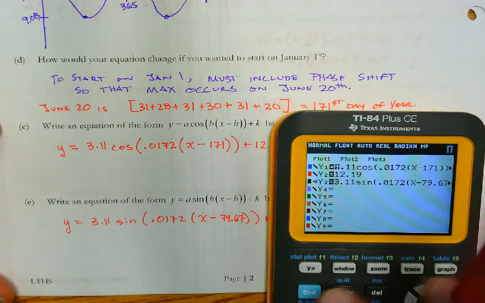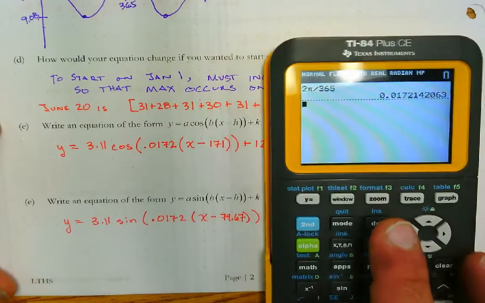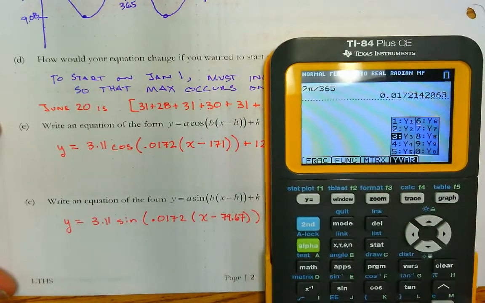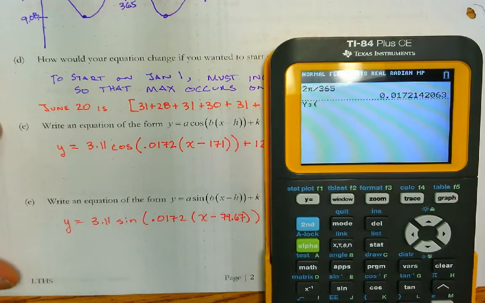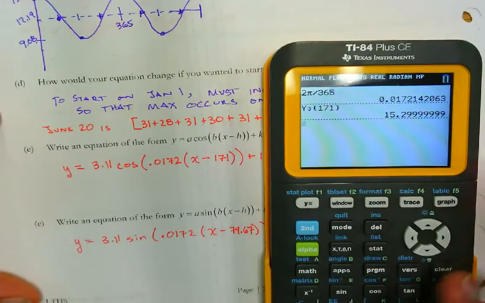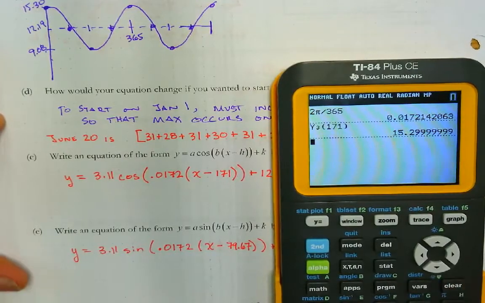Okay, so if I come over here and I say alpha, the green button, right? Alpha trace, right? And I say y3, and I say, well, what is y3 on the 171st day of the year? Is that my maximum? 15.3. Yes. Well, that's good. How else can I check it?